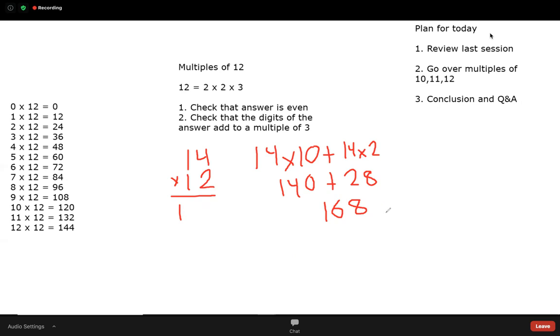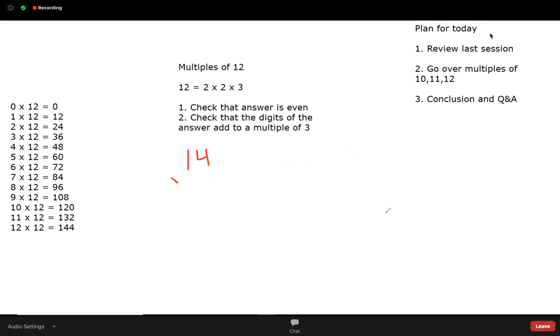Okay, so let's try another one. How about we try 17 times 12? And I would recommend doing this strategy here as well.